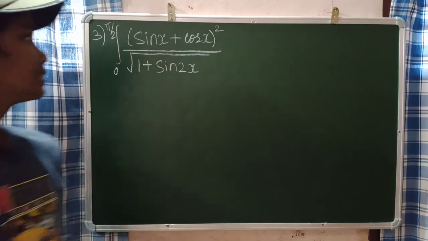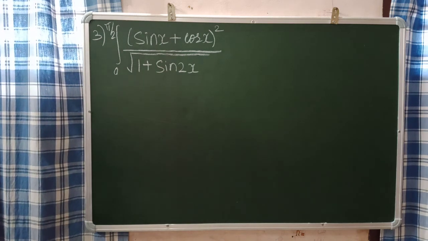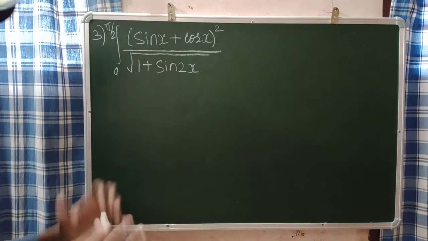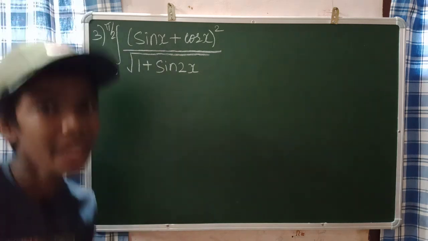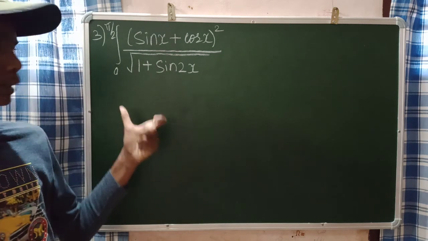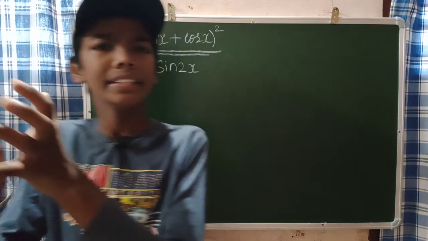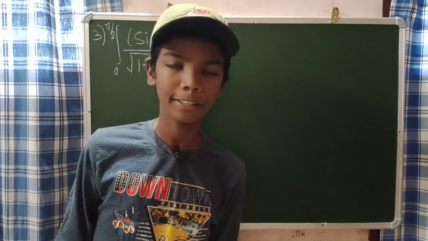Our next question is the integral of sin x plus cos x whole square divided by root of 1 plus sin 2x, from 0 to pi by 2. So this is the question we have. Guys, the clue for this question is that you need to completely solve this denominator, this particular expression root of 1 plus sin 2x. You need to completely solve this denominator, and then only you can find the value of this integral.